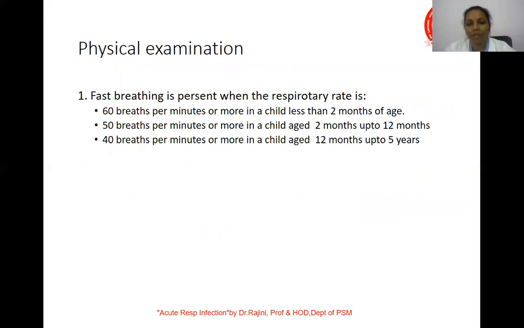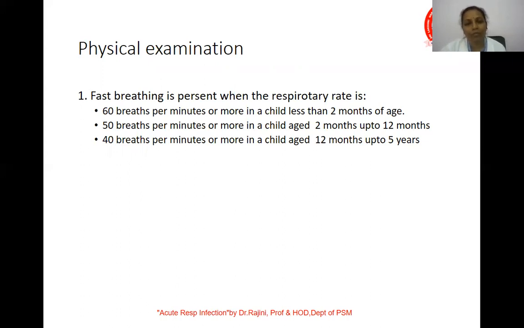Clinical assessment. How will you assess the patient physically? By doing the physical examination. Fast breathing is present when the respiratory rate is raised. So when do you say the patient is having fast breathing? It depends upon the age of the baby or child. 60 breaths per minute or more in a child less than 2 months of age. If the child is more than 2 months and has more than 60 breaths per minute, then we call it pneumonia.